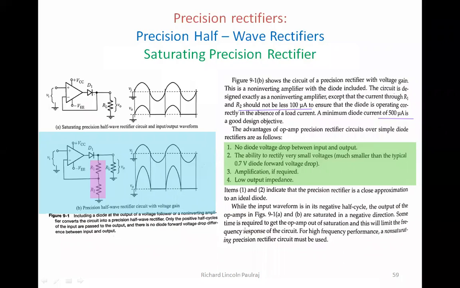So these are actually used for low frequency operations. If I have to use high frequency, then I will have to use a non-saturating precision rectifier, because that will make it faster. This setup here that we are seeing is not as fast as the setup that we are going to see next. Okay, so these are only saturating precision rectifiers. So these are a little slow, and it cannot be used for higher frequencies.